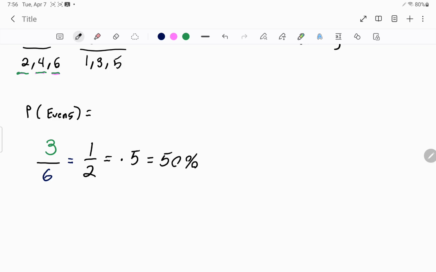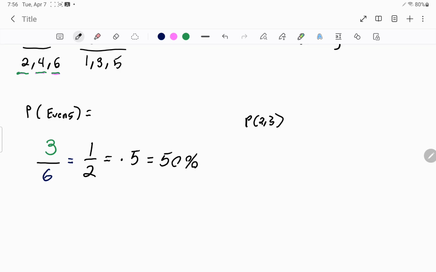All right. Okay, so this is going to be the probability of getting an even. Now, the probability of getting an odd is exactly the same thing because we have 3 odds. So let's pick a different one. So, let's do the probability of getting a 2 or a 3. Okay, we need the number 2 or the number 3. What is the probability I'm going to get one of those two numbers?